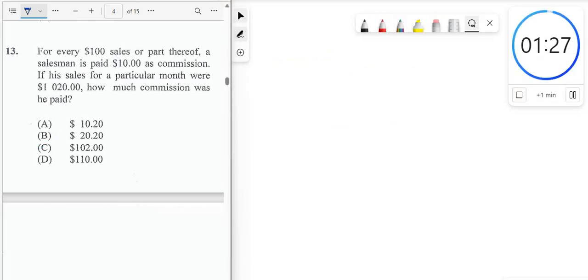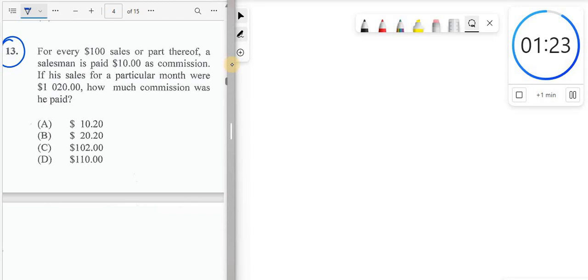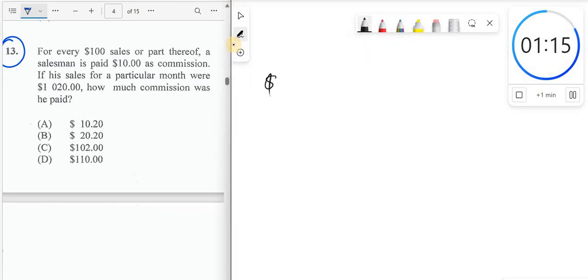All right, so we're looking at question 13. For every $100 of sales, a salesman is paid $10 as commission. So this guy makes sales, and for every $100 he makes, he's getting $10 as commission.